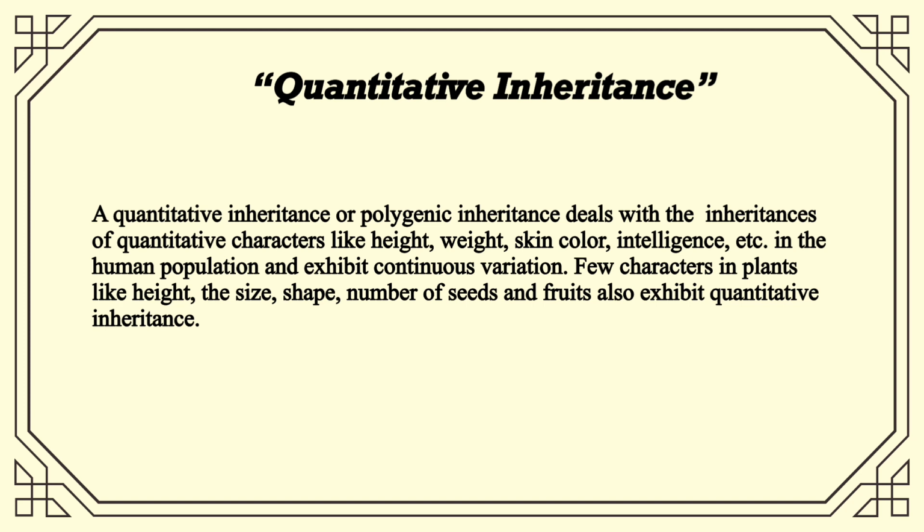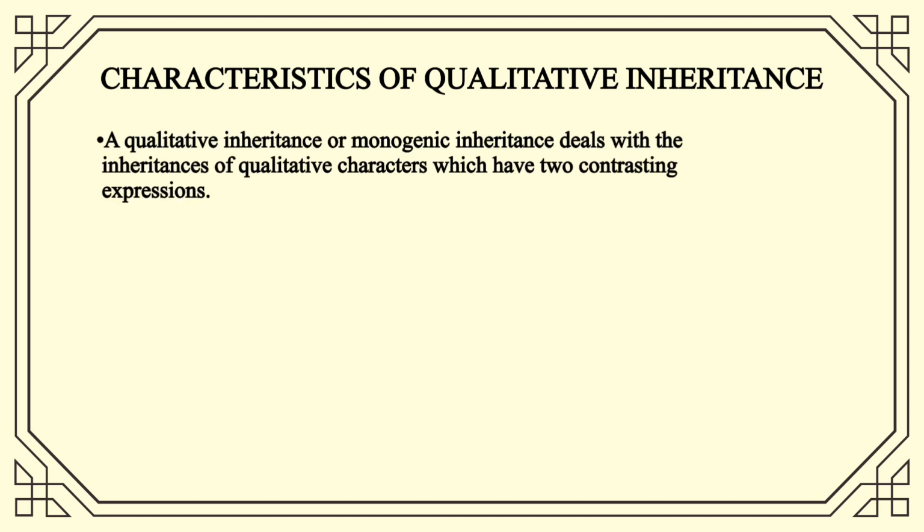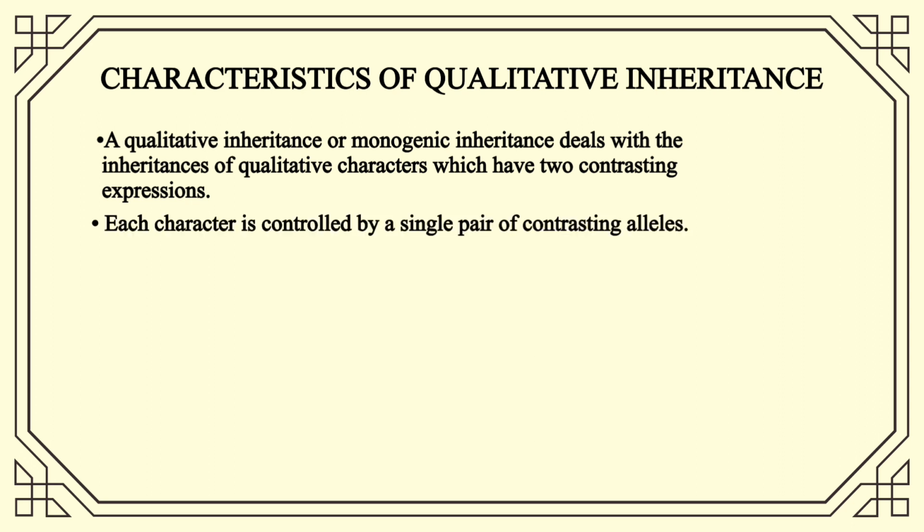The gradation in the expression of the characters is determined by the number of gene pairs, and all the gene pairs have additive or cumulative effects. Proceed to the characteristics of qualitative inheritance. A qualitative inheritance or monogenic inheritance deals with the inheritance of qualitative characters which have two contrasting expressions. Each character is controlled by a single pair of contrasting alleles.